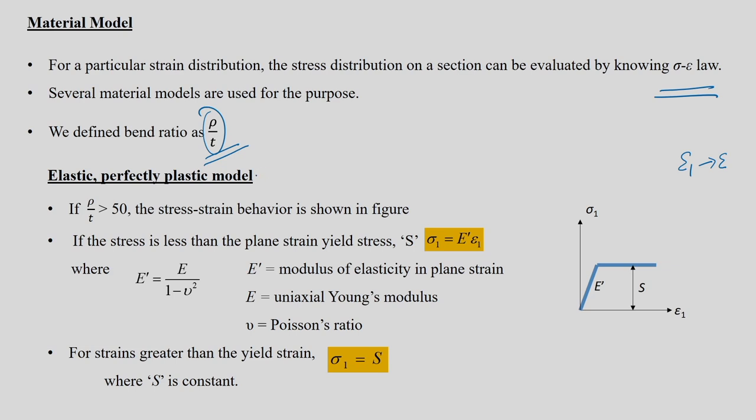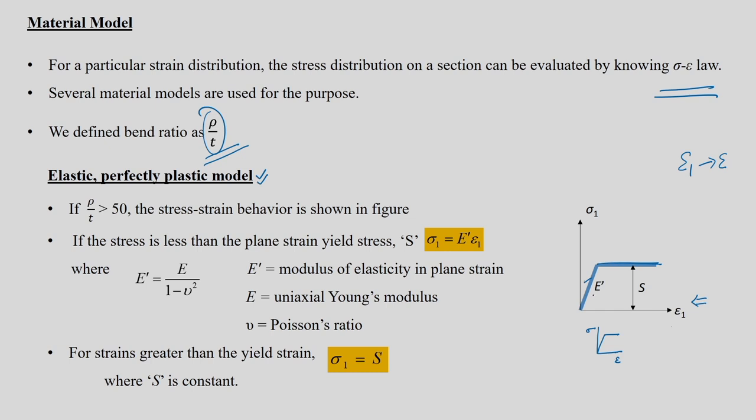The first one is the elastic perfectly plastic model. In this elastic perfectly plastic model, the stress strain behavior is given in this diagram. It will be like this. Elastic means you will have an elastic part here, and perfectly plastic means there is no hardening. So your flow stress is going to vary in a horizontal way like this with respect to strain.